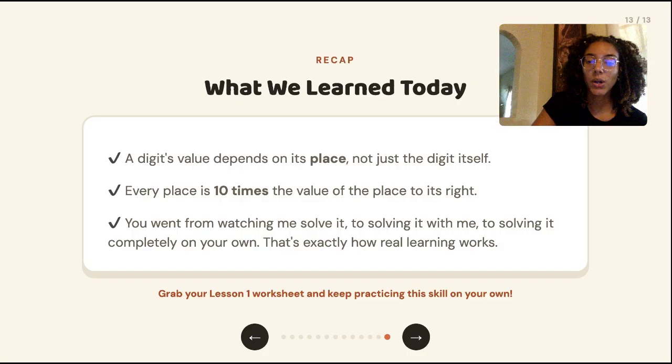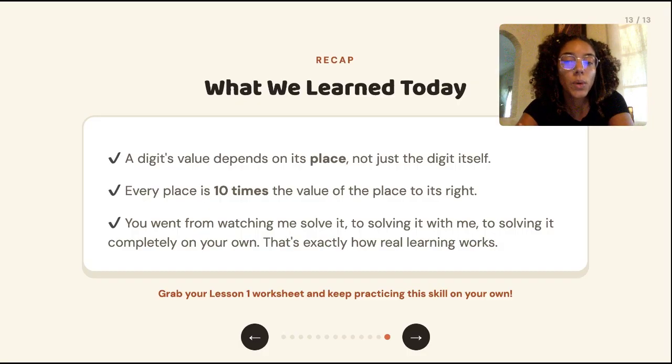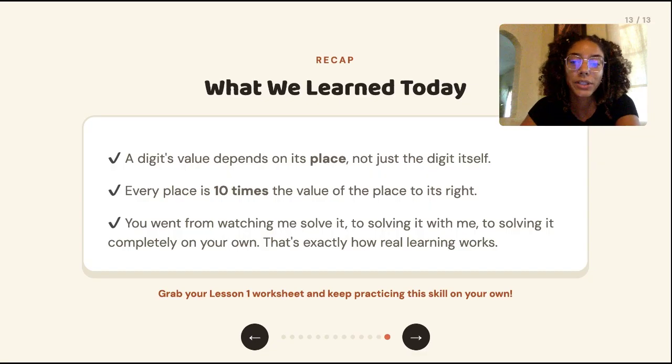Let's see a quick recap of what we learned today. Number 1, a digit's value depends on its place, not just the number. Number 2, each place is 10 times the value of the place to its right. And you went from watching me solve it to solving it with me to solving it on your own. That is exactly how real learning works.